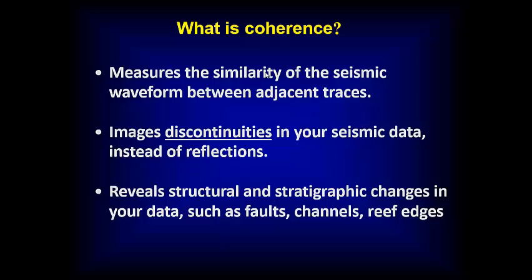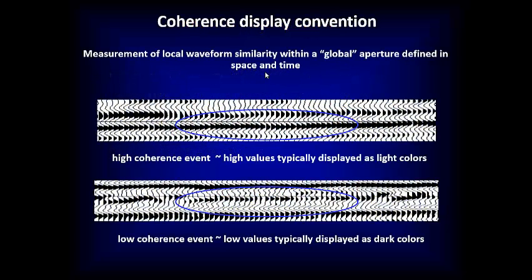Essentially, coherence measures the similarity of adjacent seismic traces, and in the process it images the discontinuities in our data and reveals the structural and stratigraphic changes such as faults, channels, reef edges, fault truncations, or whatever the case may be. Now, in all these examples that I'm going to show, I will use a particular color scheme.